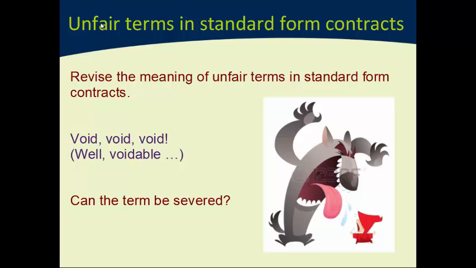Now, let's stop arguing for a moment about void and voidable, and let's assume that in this case, the term has been found to be void. It's been looked at by the court. The court has said, yeah, this is an unfair term, not going to enforce it. Term is void. What happens to the rest of the contract? Because it may be that a particular term is void, but we still want the rest of the contract. We still want the rest of the contract to continue operating. The court will ask the question, can the term sensibly be severed?